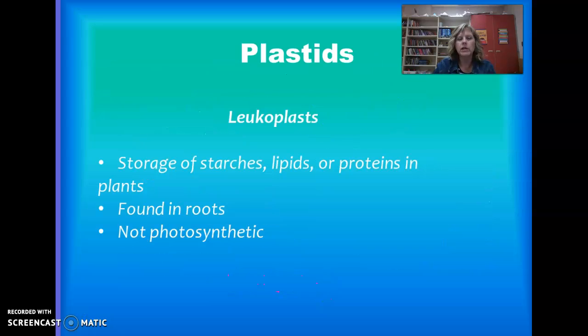I'm just going to go kind of quickly because you should have learned this in 10th grade. Storage plastids, called leucoplasts, are responsible for storage of starch, lipids, or proteins, usually found in the roots. They're not photosynthetic. Things growing below the ground don't need to be. We tested a potato for starch and found that potatoes, which grow below ground, have lots of starch.